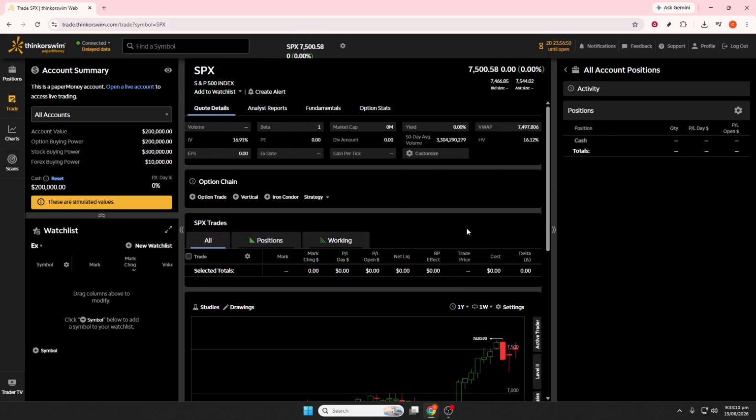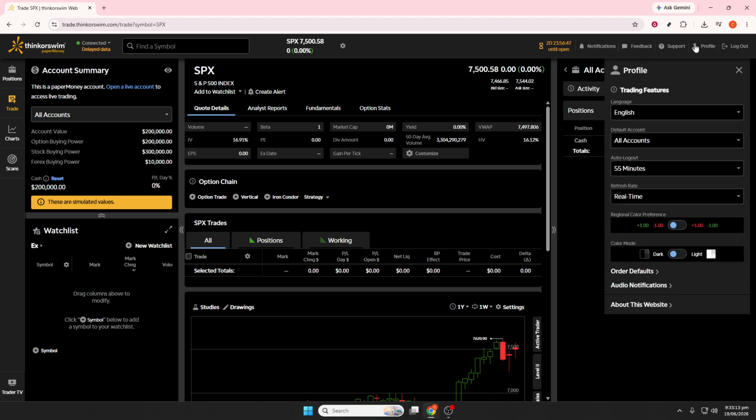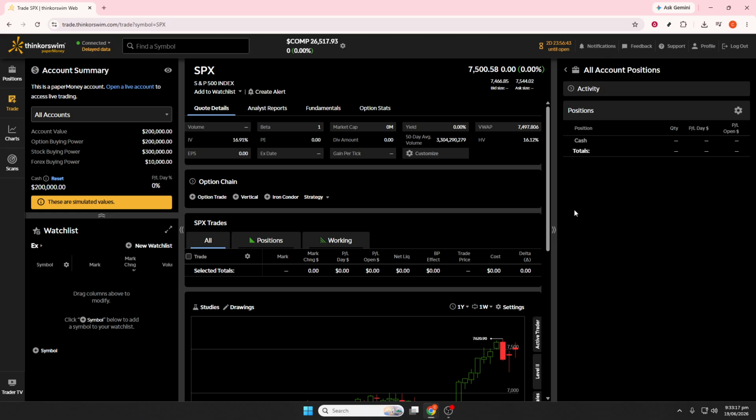Now choose your order type. Common order types include market, which places the trade immediately at the best available price. Limit, which places the order at a specific price. Stop, which triggers a trade when price reaches a certain level. And stop limit, which combines both stop and limit controls. In many cases, the default order type is limit, so always double check this before sending anything.